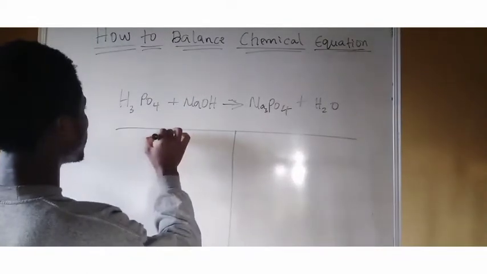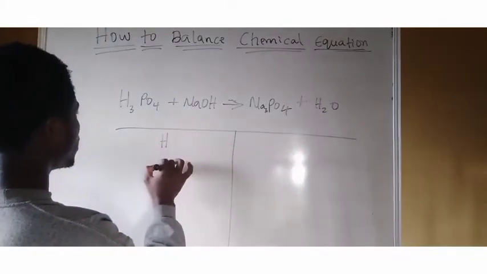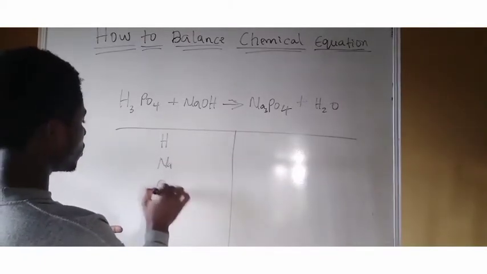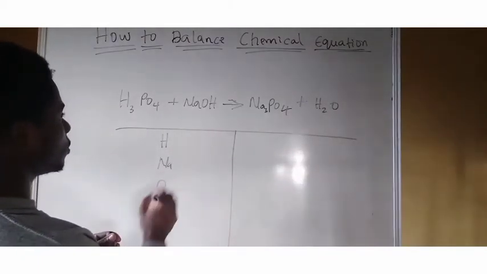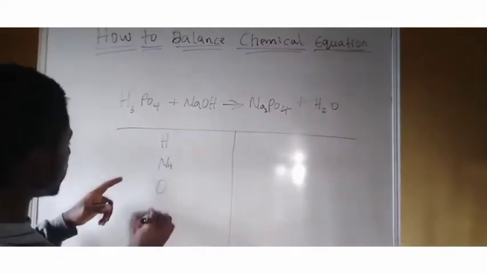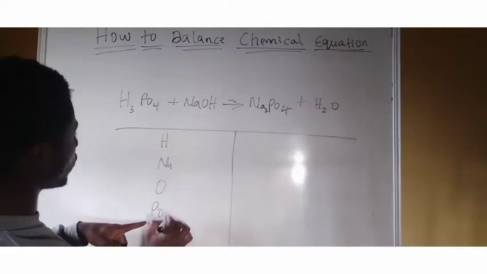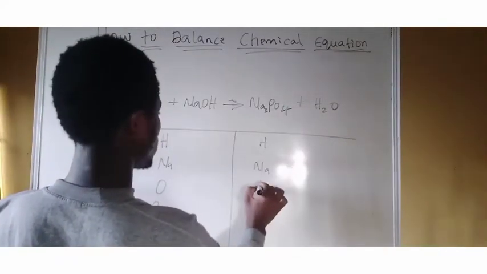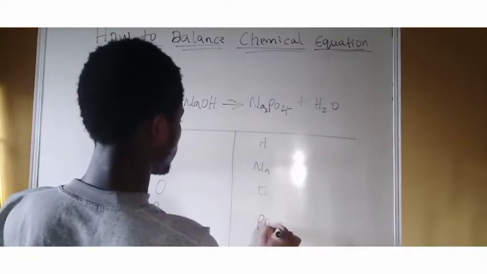So now the last example before we call it a day, of course we draw a table. So now on this side of the equation we have hydrogen, sodium, oxygen, and, mind you, we also have a radical, that's PO4. And on the other side we have hydrogen, sodium, oxygen, also PO4.